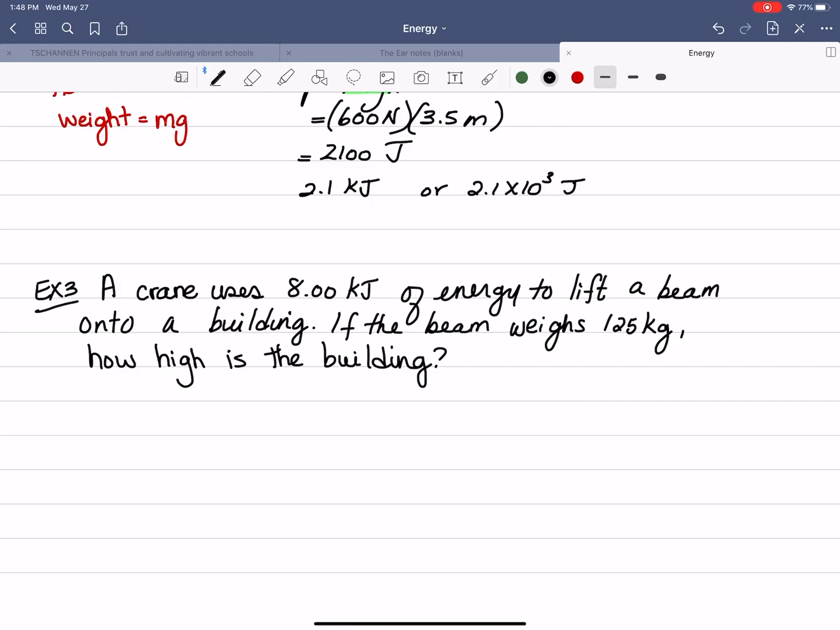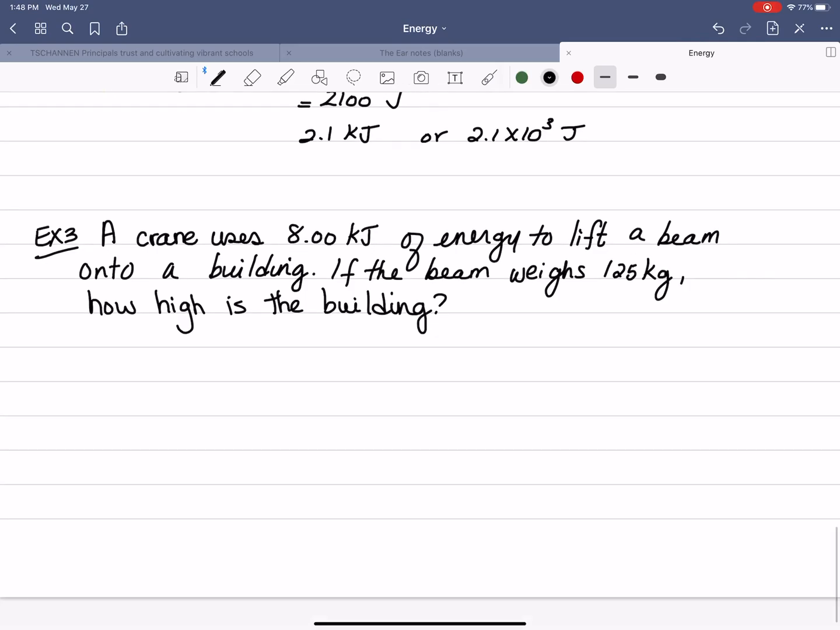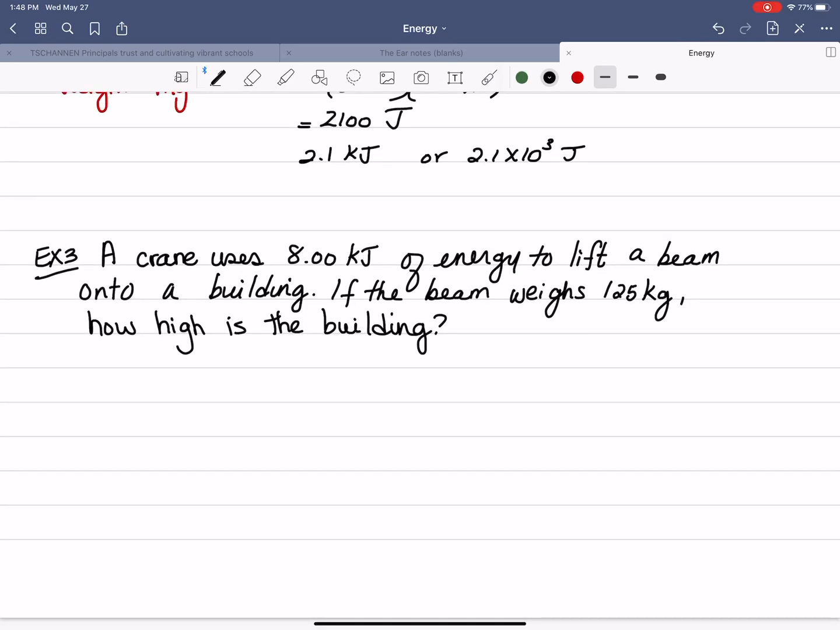Okay. So again, we can write down our variables and we can say, okay, so my EP is 8,000 joules, because I have it in kilojoules, so don't forget that. So then I have 8,000 joules. And then I have the mass of the beam, 125 kilograms. I have G, 9.81 meters per second squared. And I'm looking for my H.